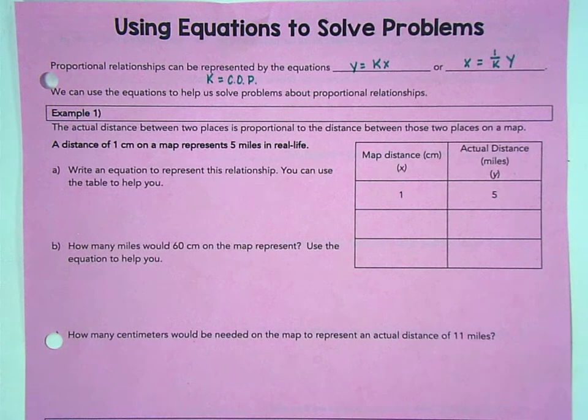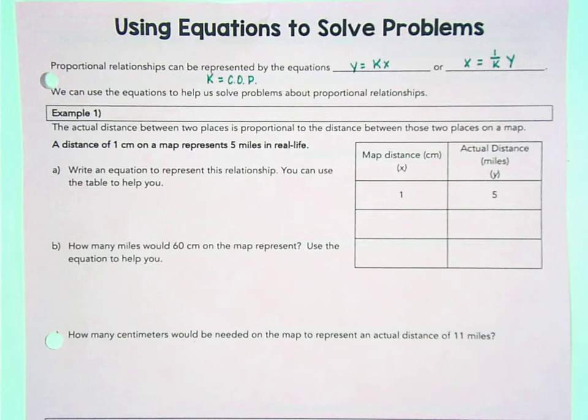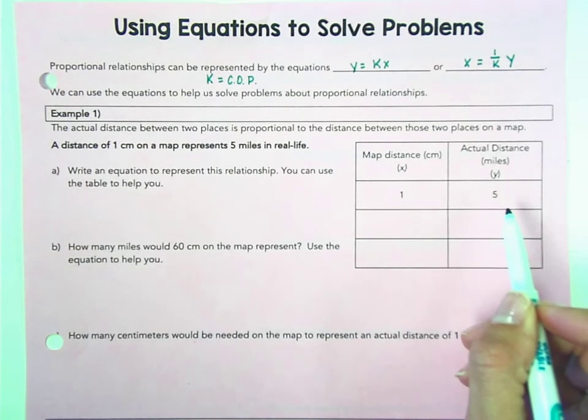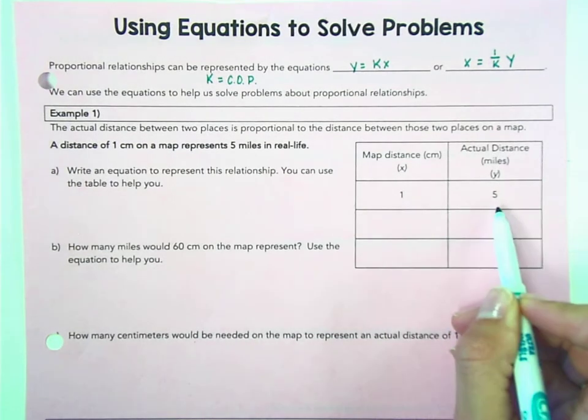So now that we know how to write these equations, we can use them to help us solve problems about proportional relationships. So the first example, we're looking at the fact that the actual distance between two places is proportional to the distance between two places on a map. So a distance of 1 centimeter on a map represents 5 miles in real life. So I gave you a table here to help with this.